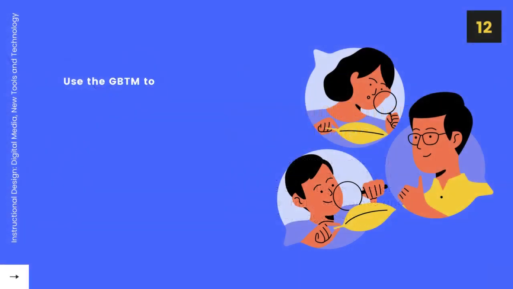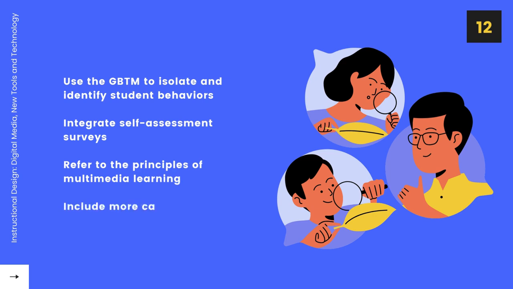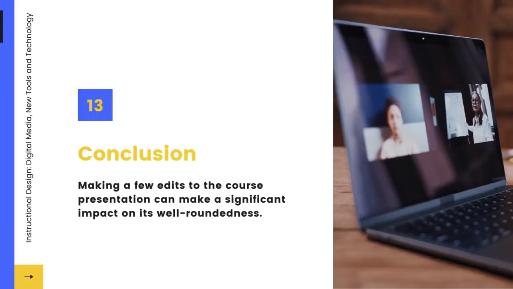First, use the GBTM to isolate negative student behaviors and calculate the mean, standard deviation, and sample sizes of learner participation. Next, we would integrate self-assessment surveys to create impact and connect learners to the experience. Additionally, we'd refer to the principles of multimedia learning to update the presentation of materials. And lastly, we'd include more case studies to stimulate real-life experience, especially in areas when an instructor is not present.